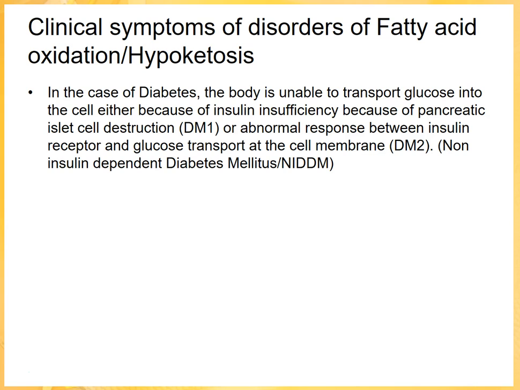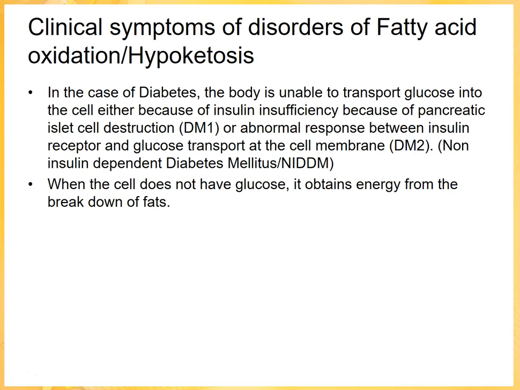In the case of diabetes, the body is unable to transport glucose into the cell, either because of insulin insufficiency, because of pancreatic islet destruction such as DM1, or abnormal response between insulin receptors and glucose transport at the cell membrane, as in DM2, or non-insulin dependent diabetes, or NIDDM.